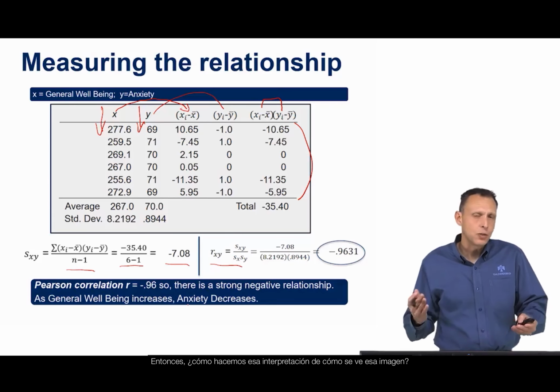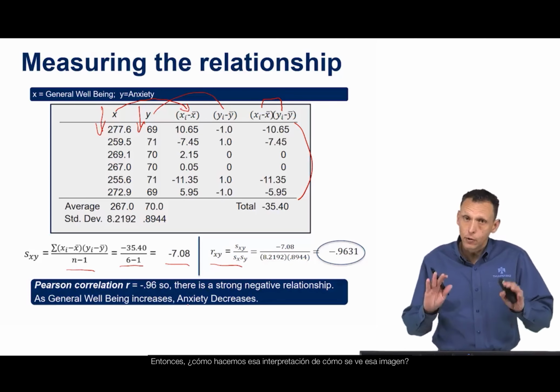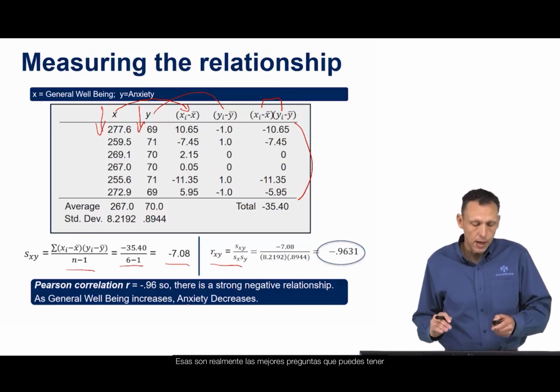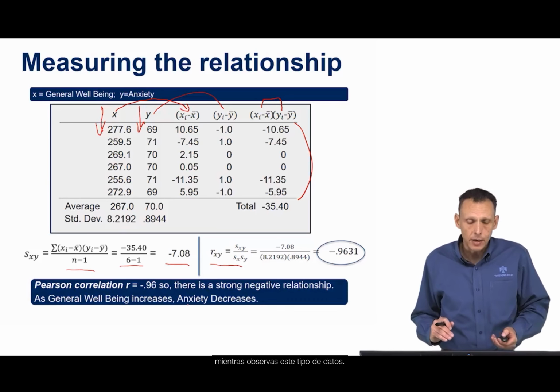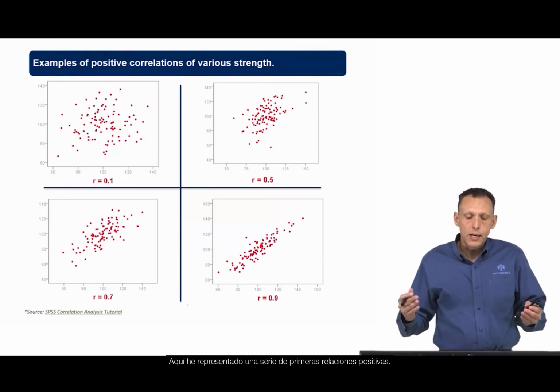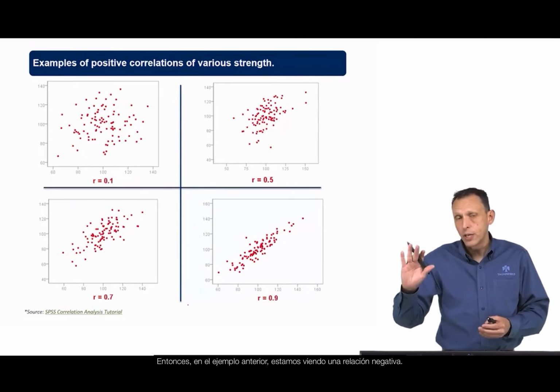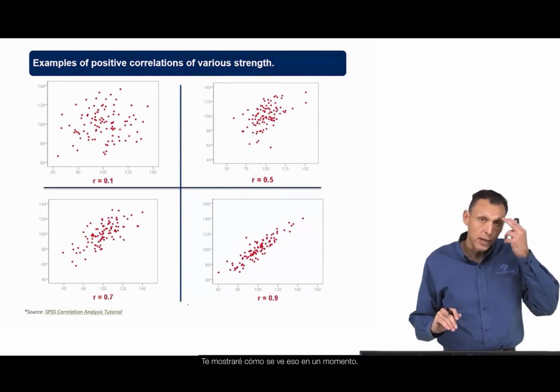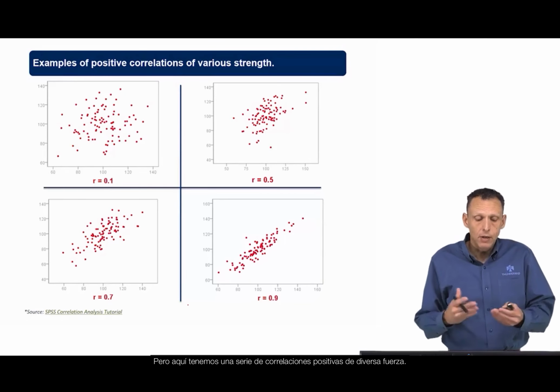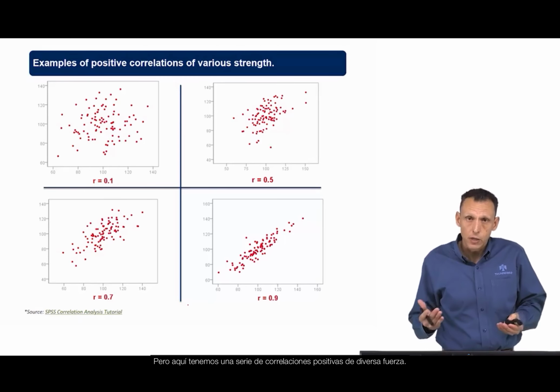So how do we make that interpretation, and what does that picture look like? Those are really the best questions that you can have as you're looking at these kinds of data. Here I have represented a number of first positive relationships. So in the prior example, we were looking at a negative relationship. I'll show you what that looks like in just a moment. But here we have a number of positive correlations of various strength.